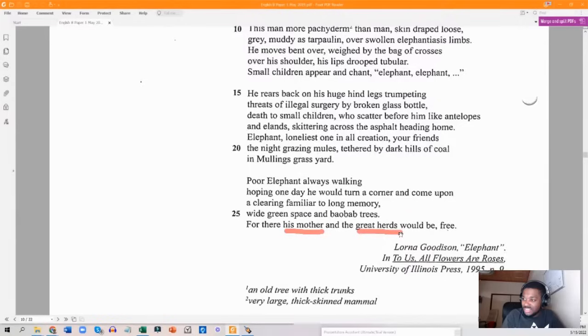And of course, the great herds, it's kind of a reference to the, where is it? the grazing mules, but more importantly, the great herds and the green space and the clearing all represent the freedom that the man seeks. So he's not seeking literal trees and literal green space and literal herds. What he's actually seeking is freedom, freedom from homelessness, from chastisement, from elephantitis, and this freedom that he's seeking is illustrated through the same imagery that the poem started out with. That's why we have all of this happening.